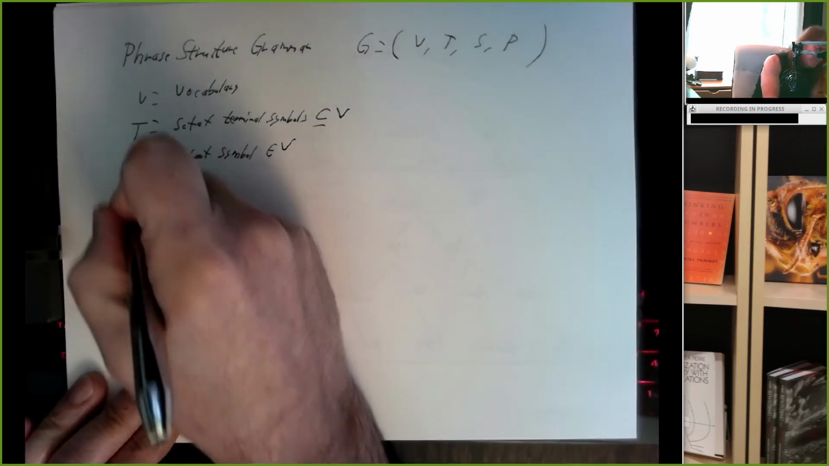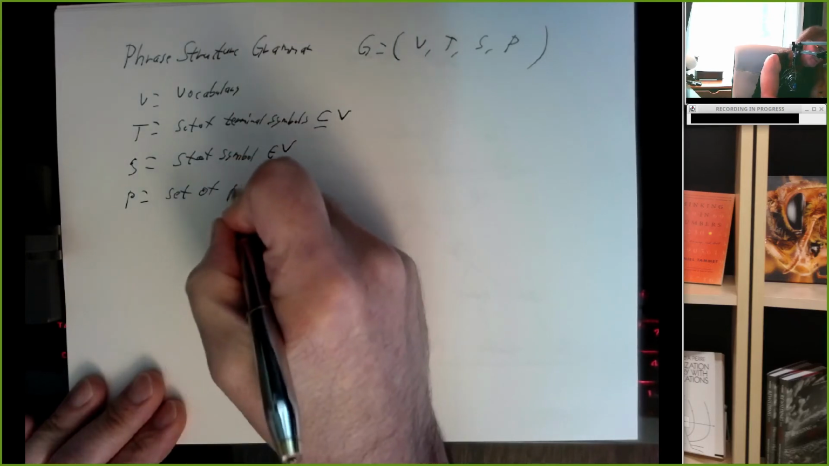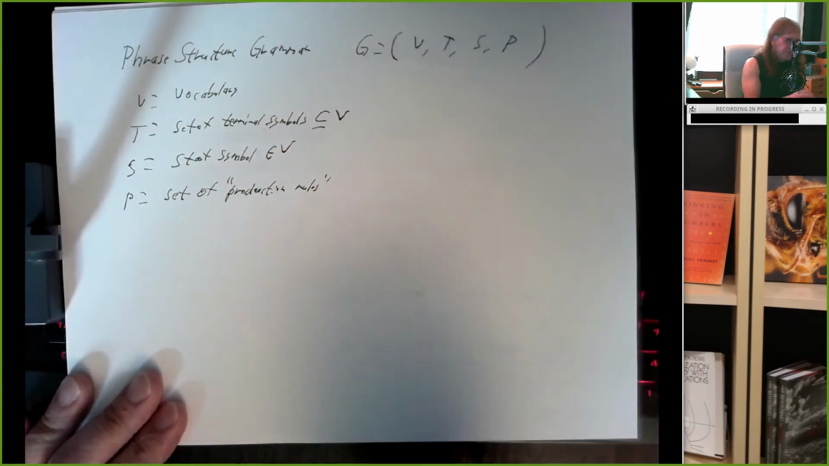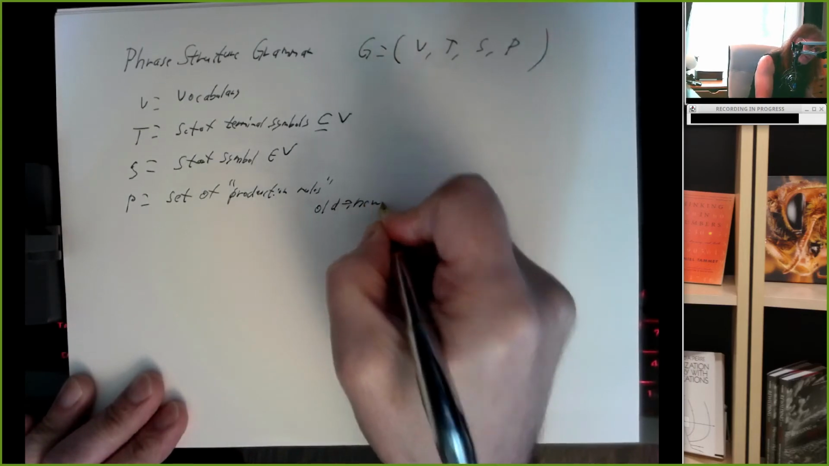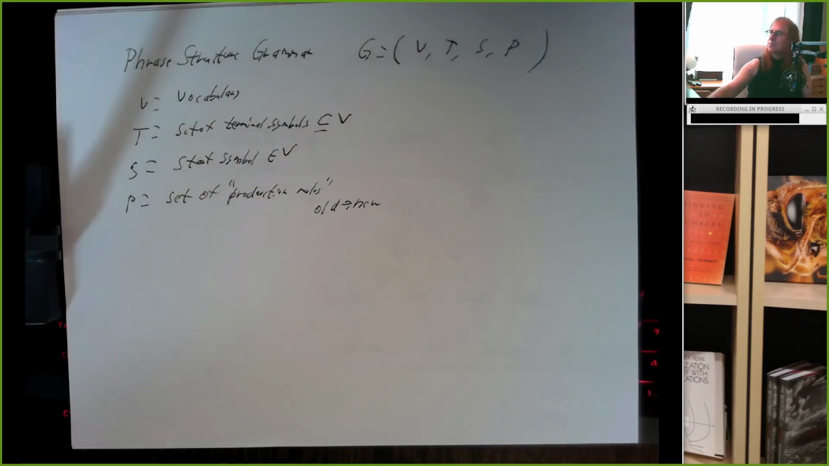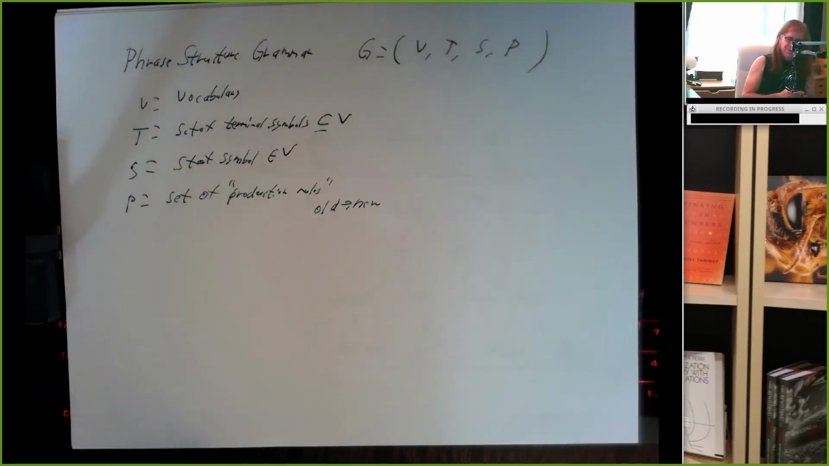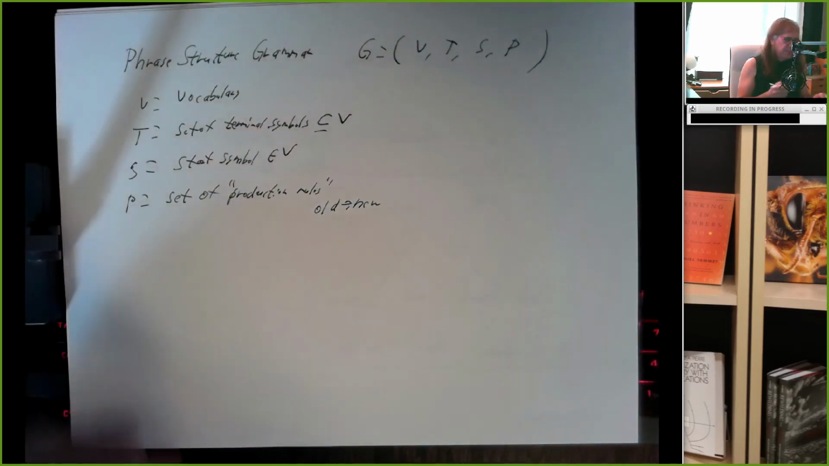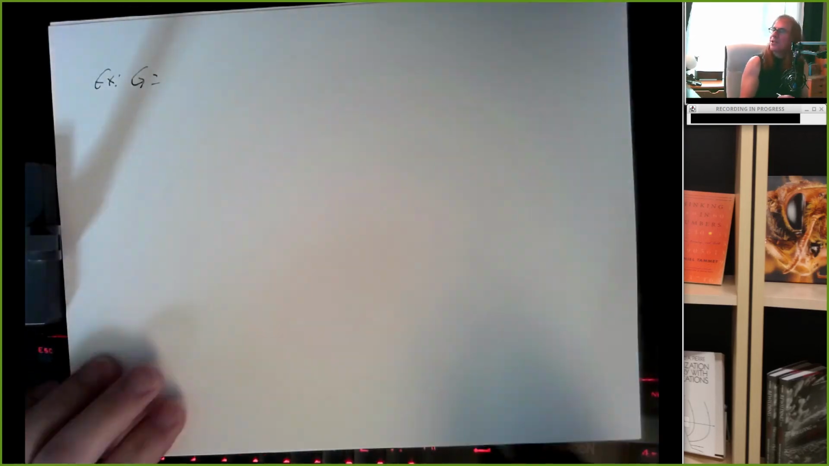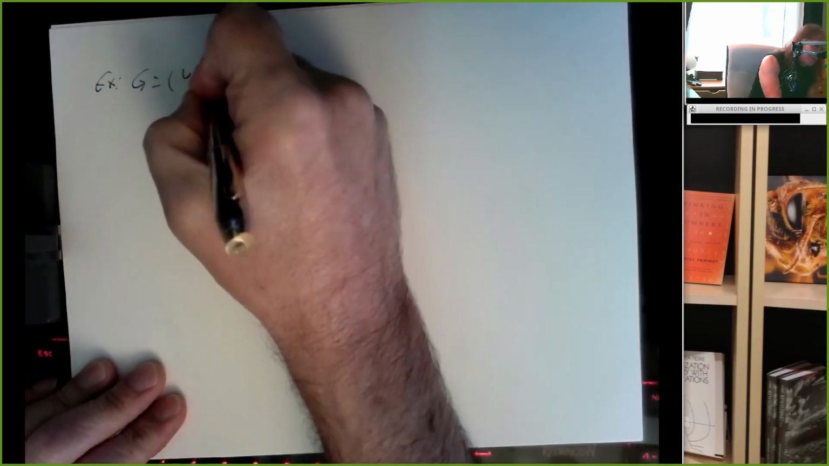And P is a set of what we call production rules. And they basically will take the form: something old gets changed into something new. And with this kind of quirky looking setup, we can define languages. So let's just do some examples now. So let's make a grammar V, T, S, P.